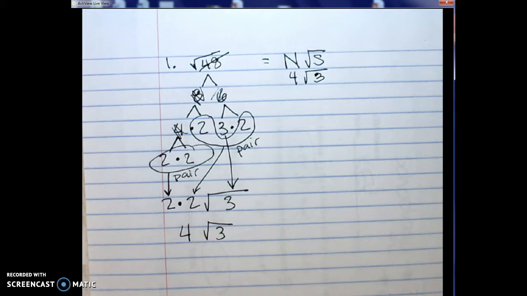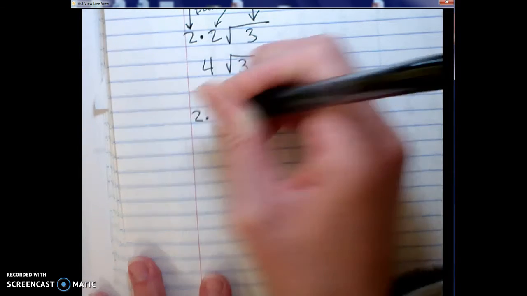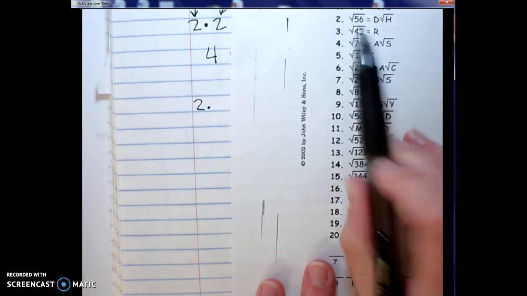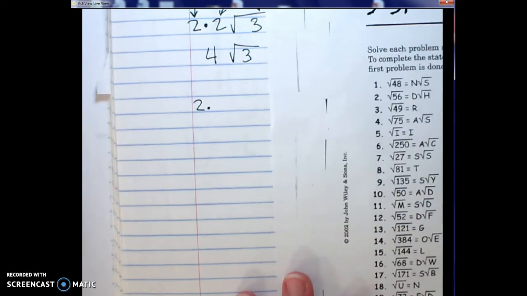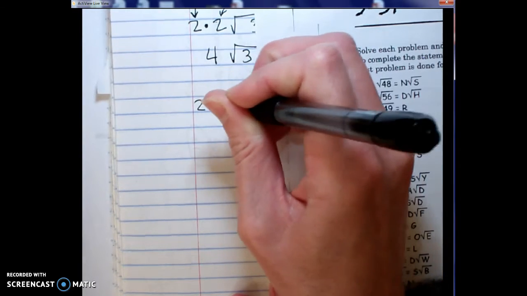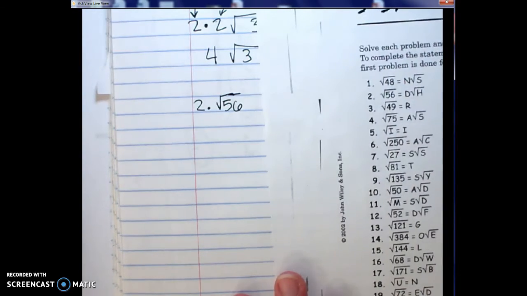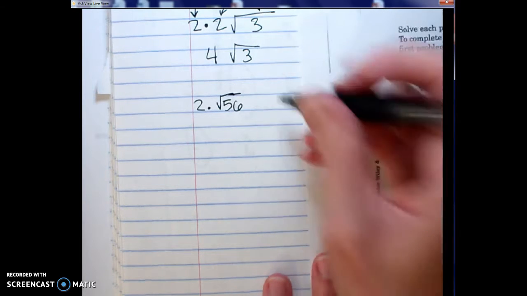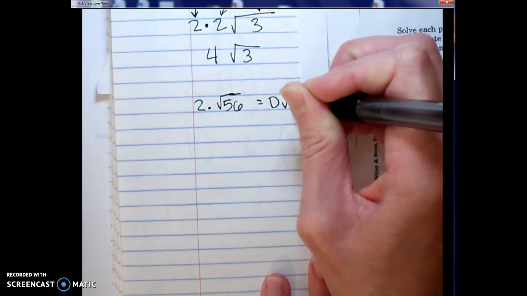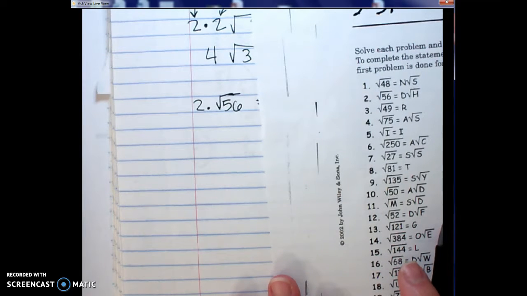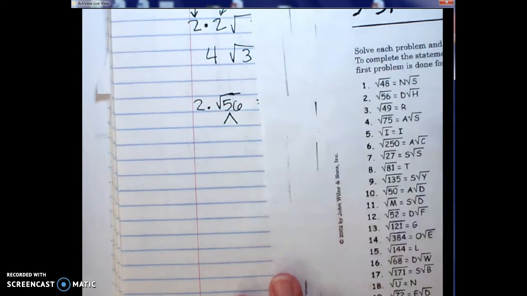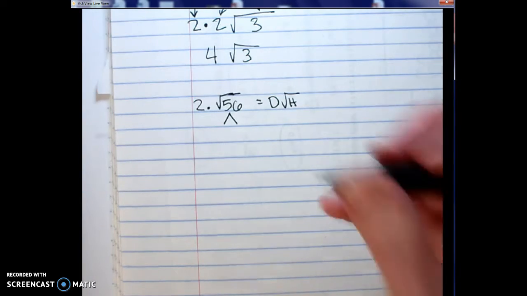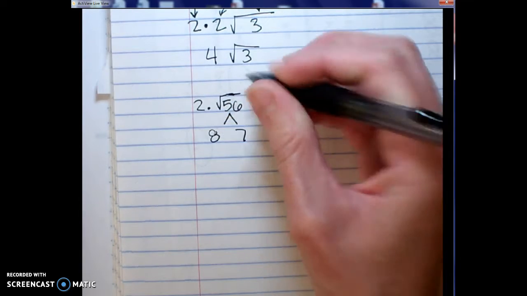All right, so let's look at problem number 2. We're going to look at problem number 2, and I'm going to give you a different way to think about this afterwards. So with problem number 2, again, just looking at your worksheet, problem number 2 is the square root of 56 equals d square roots of h. So we're trying to figure out what is d and h for problem number 2. Okay? So I'm going to take 56 and I'm going to break it down. What multiplies to give me 56? 8 and 7. So I scratch out the 56.